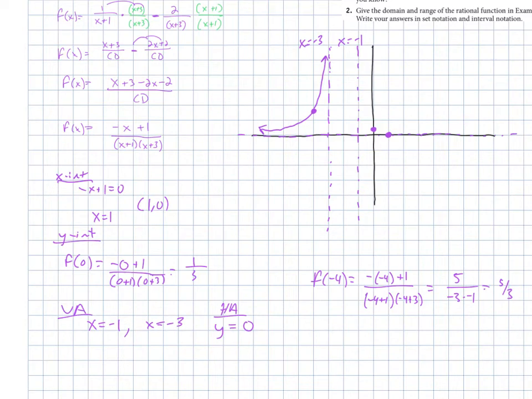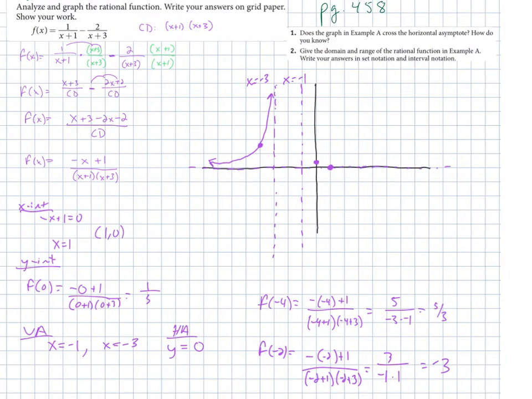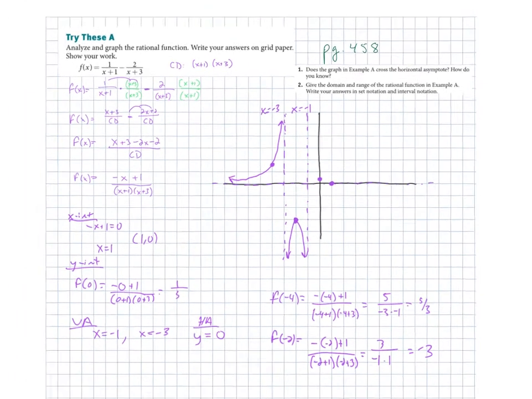I'm interested in what's going on between negative 1 and negative 3, so x equals negative 2. So f of negative 2 is an interesting point to me. Negative 2 plus 1, all over negative 2 plus 1, negative 2 plus 3. That's negative 1 on the top, and on the bottom, negative 1 times 1, so that's negative 3. So negative 2, negative 3 is my point here. I'm not going to cross my x-axis here, or that horizontal asymptote, because I don't have an x-intercept there. So it must be approaching these vertical asymptotes down and down.